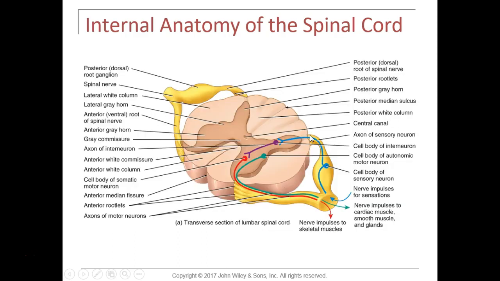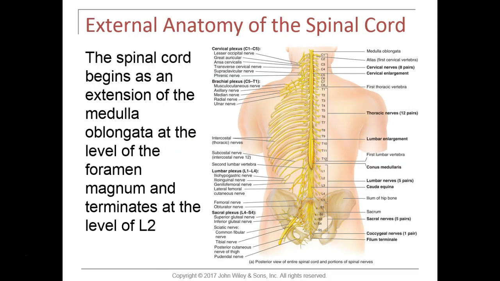Now, there are 31 pair of spinal nerves. So the spinal nerves have attachments to the spinal cord, which we're going to look at in a minute, and then they have branches that come off of them that are called the rami. So we're going to look at some of these rami and look at what their names are in a minute.